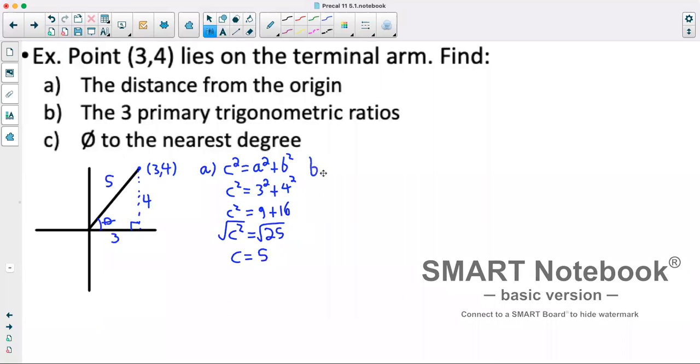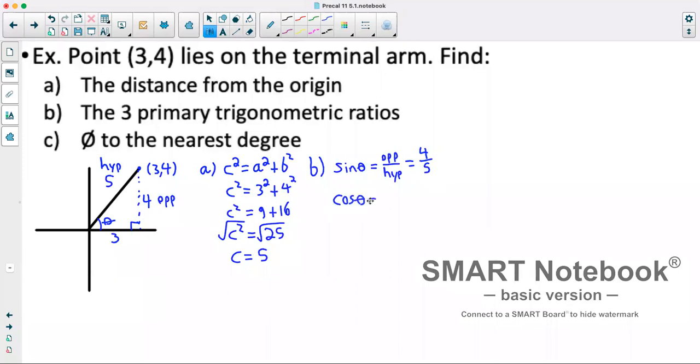Part B is writing out our primary trig ratios. We know sine is our opposite side over our hypotenuse. Our vertical side is opposite our angle, so our vertical will always be our opposite when we're dealing with trig. And our hypotenuse, we know, is our longest side. So we have our opposite of 4 over our hypotenuse of 5.